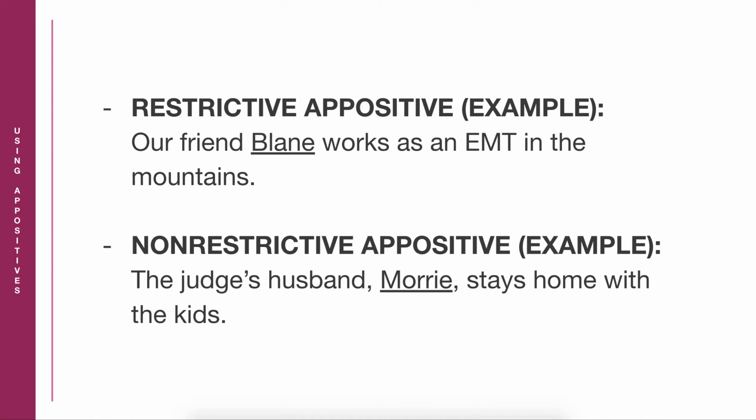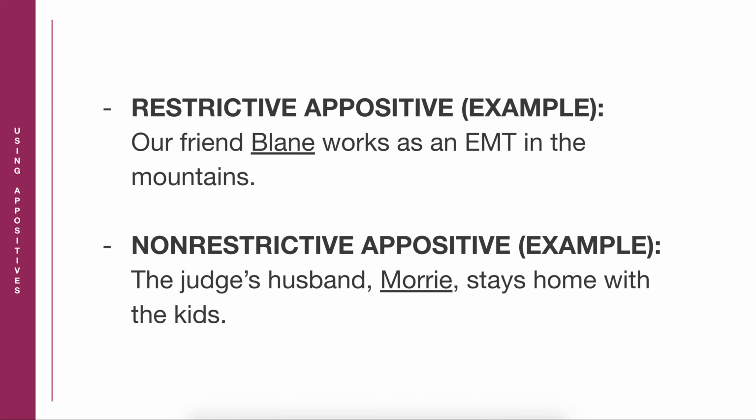So that's necessary information. On the bottom, the judge's husband stays home with the kids. We can cut the name Maury out of that sentence. And first off, the sentence still makes sense. It's still a complete sentence. But more importantly, we still know exactly who is being discussed. And so the name in this case is extra information. Therefore, we have a non-restrictive appositive.